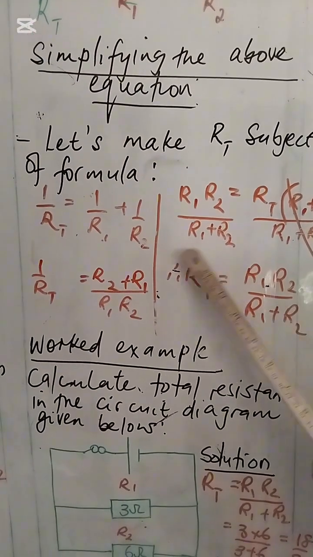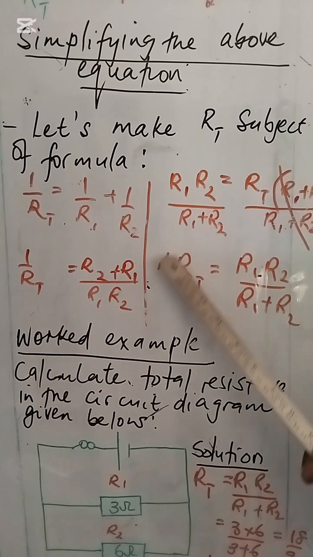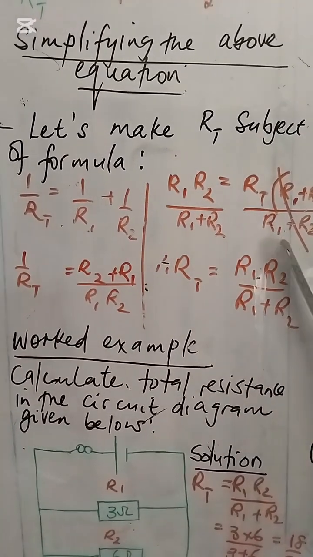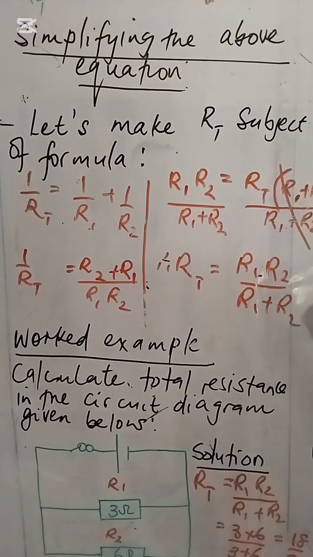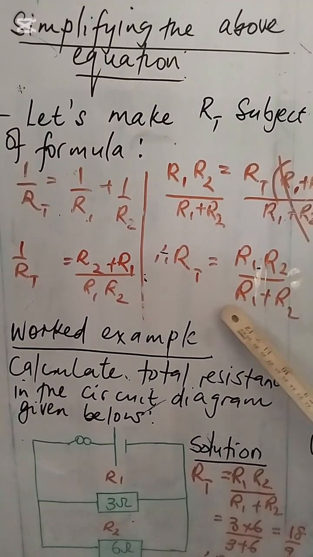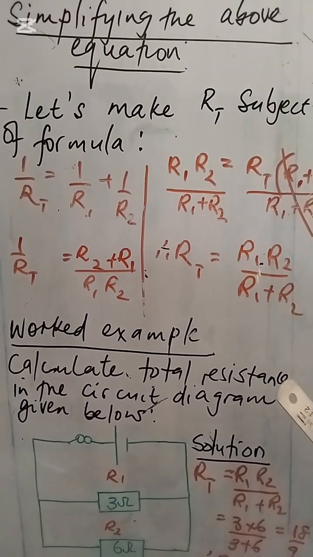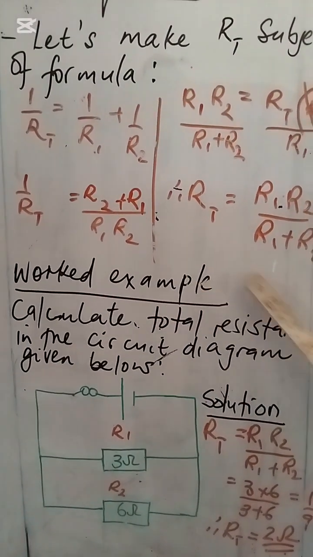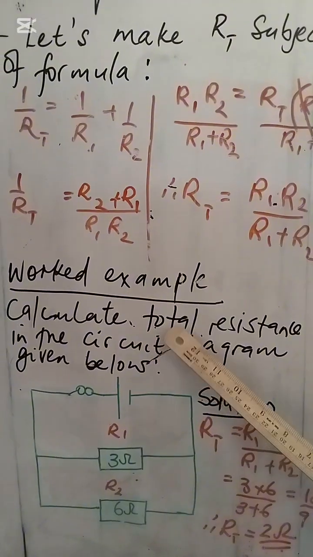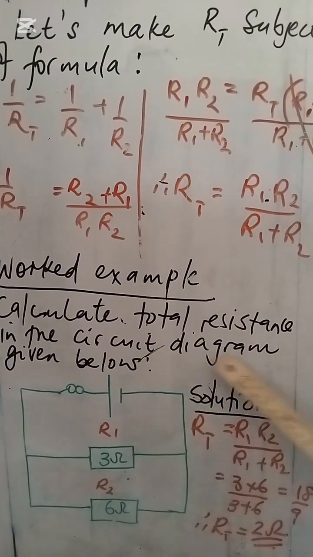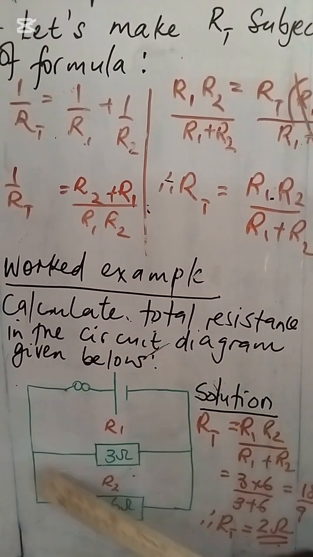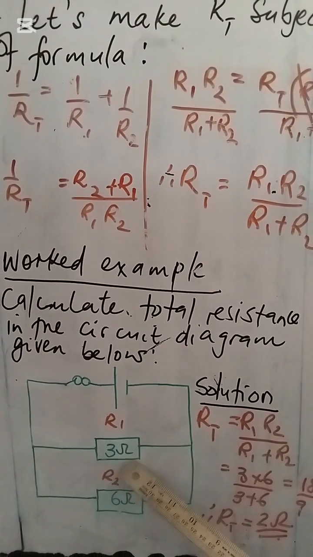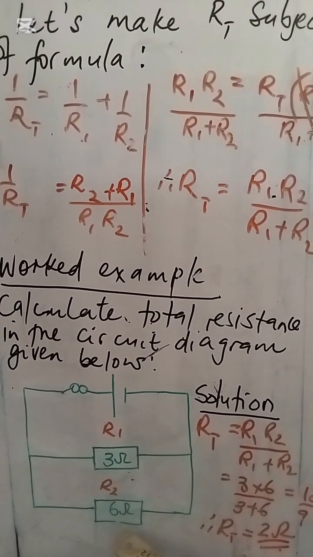So this is the formula that you need to master when you are calculating resistors in parallel. Please master. The top is multiplying, the bottom is adding. Then let us look at one worked example. Calculate total resistance in the circuit diagram given below. Look at our circuit diagram. We give names again. R1 to this one, R2 to this one.